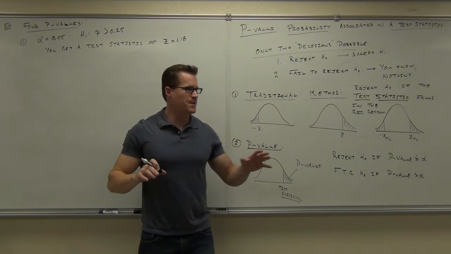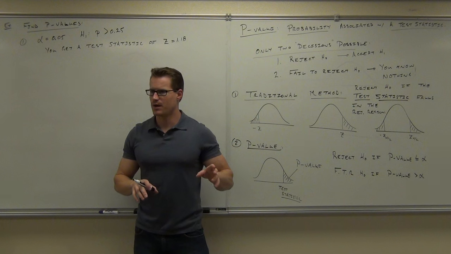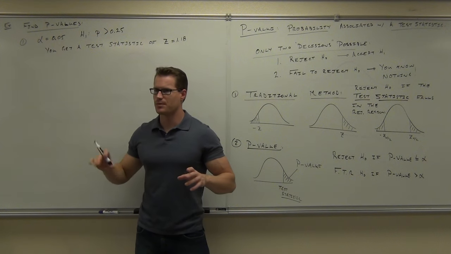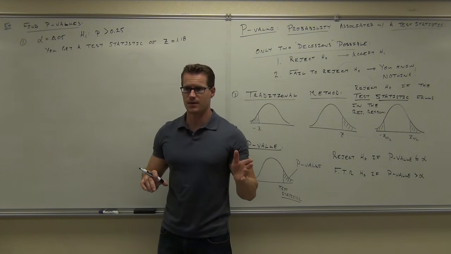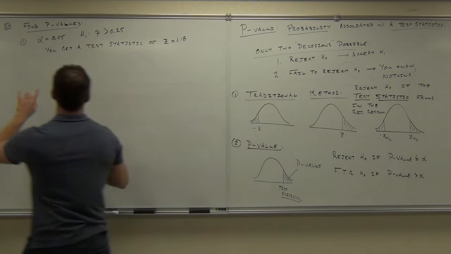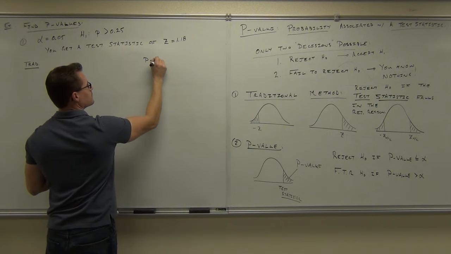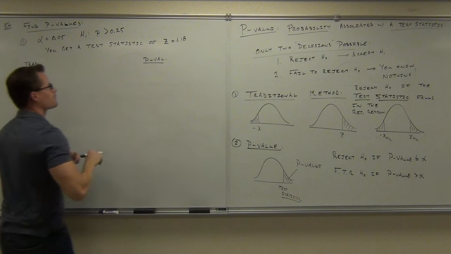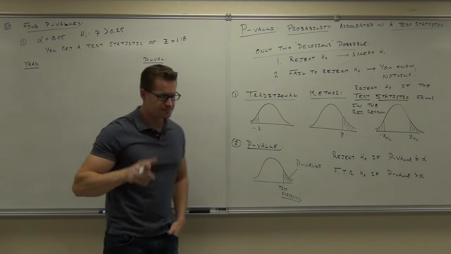Would you like to see a comparison between the p-value method and the traditional method? Would that help you out if you saw the difference between them on this one example? Because you could do this both ways. I'll show you both ways if you'd like. Okay, so on the left-hand side, we'll do traditional. On the right-hand side, we'll do p-value. Traditional first, and then we'll do the p-value method.